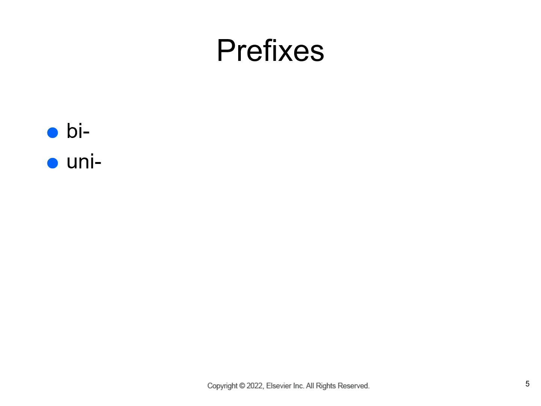Some of the prefixes we'll see are bi, meaning two, and uni, meaning one. If you were to see tri, that would mean three, quad would mean four, so multiple prefixes that indicate a number.